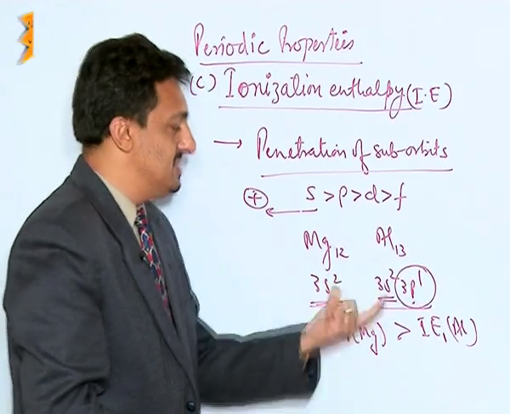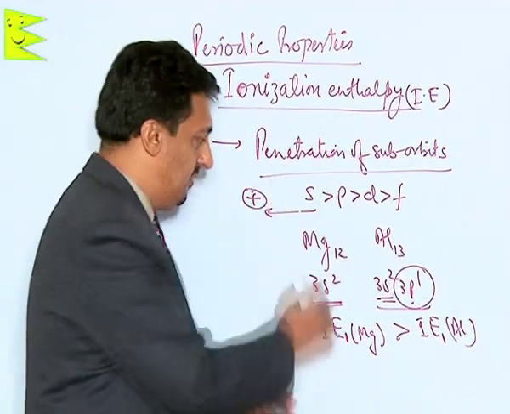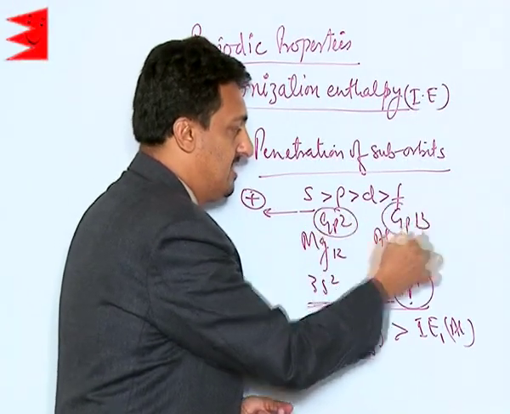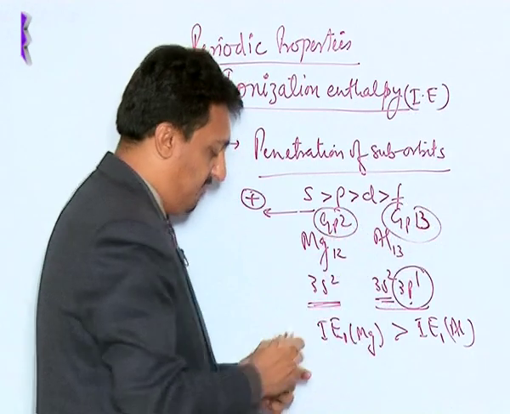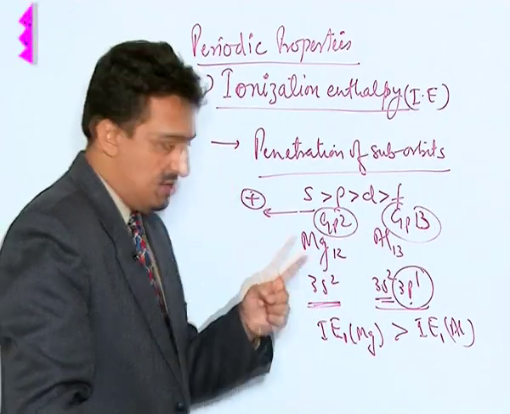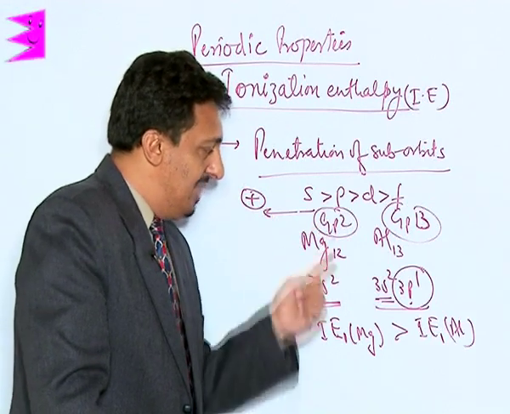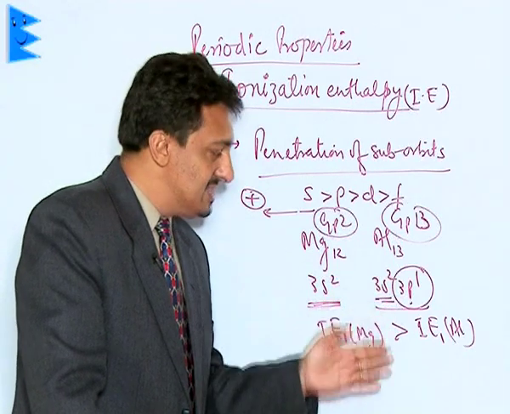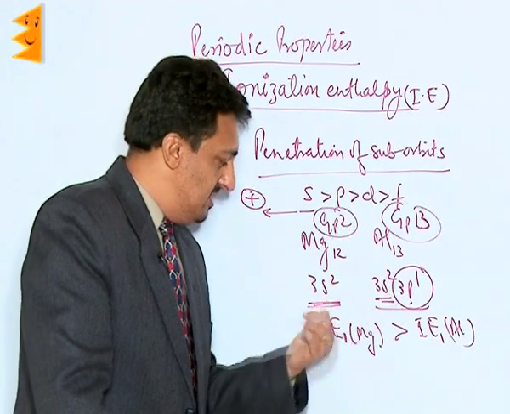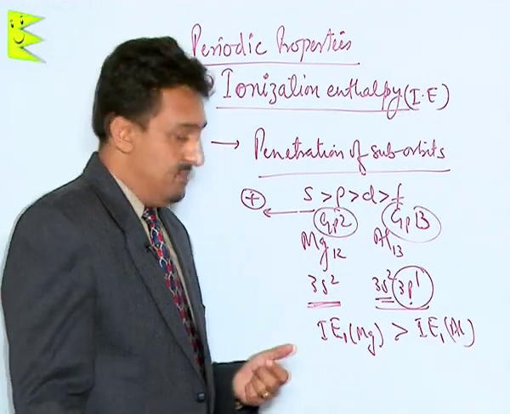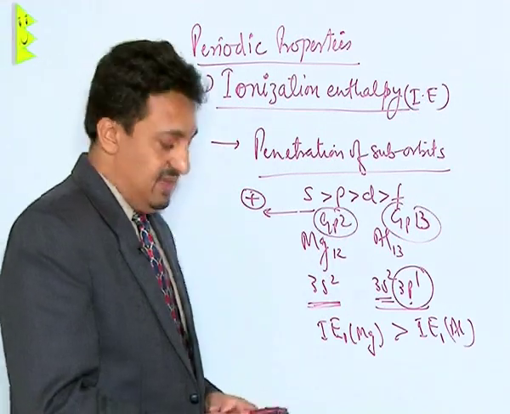And this trend is repeated throughout your group 2 and group 13: the first ionization energy, the energy required to remove the first electron, of the group 2 elements will be more than that of the group 13 elements. The reason is that s has a higher penetration power. So this is one effect. The other is the electronic configuration.